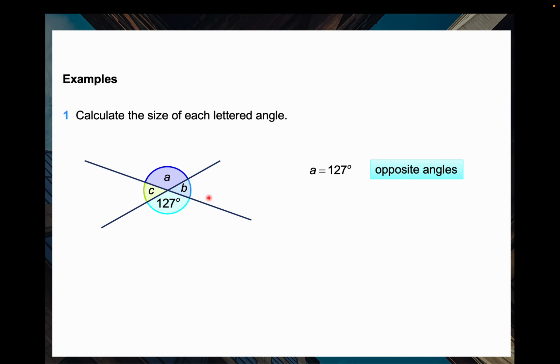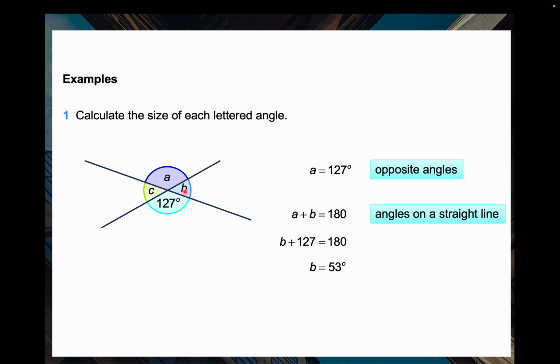And we do know that the line over here is a straight line, and A plus B will be 180 degrees, because it's the angle on a straight line, as we did on the first slide. So since we know what A is, we can find B, and if we know B, we'll be able to find C because they are also vertically opposite angles. So A plus 127 will be 180, then B will be 53. If B is 53 degrees, that means C will be 53 degrees as well.